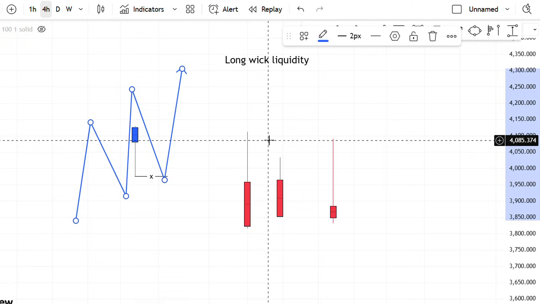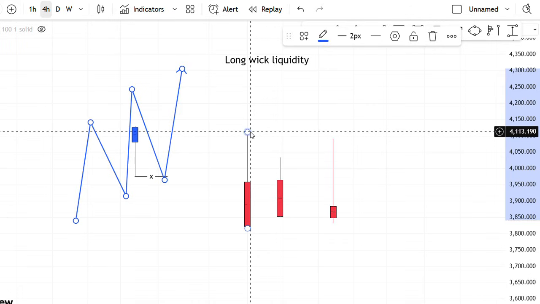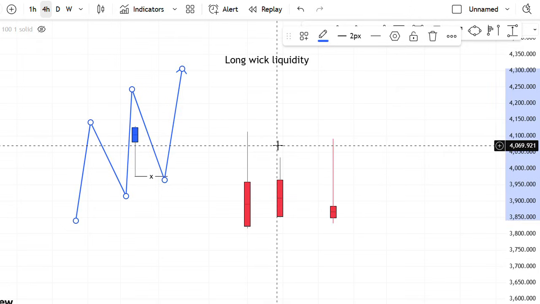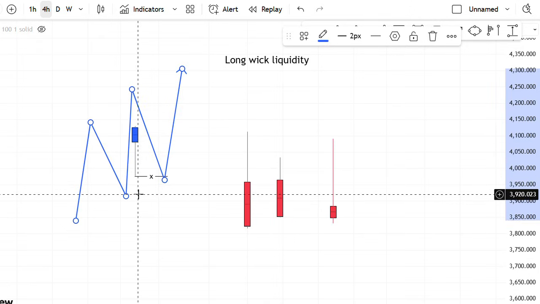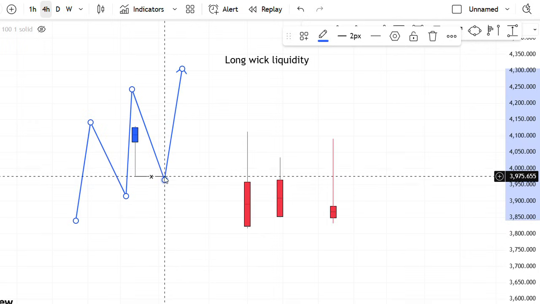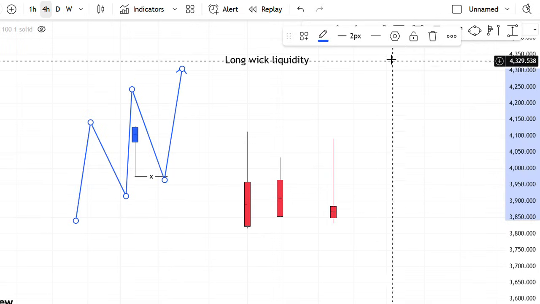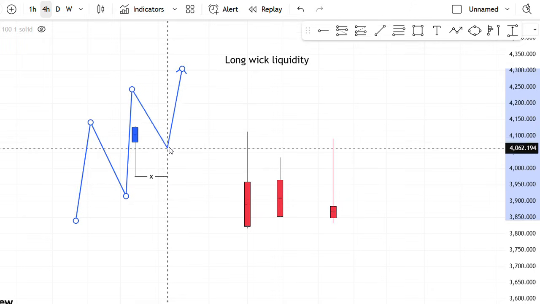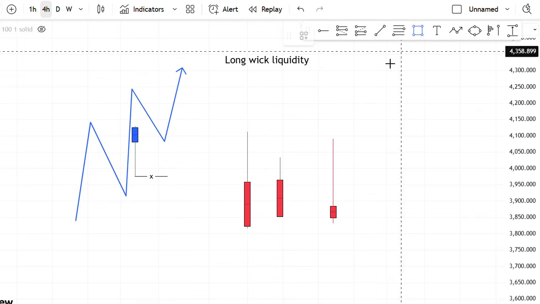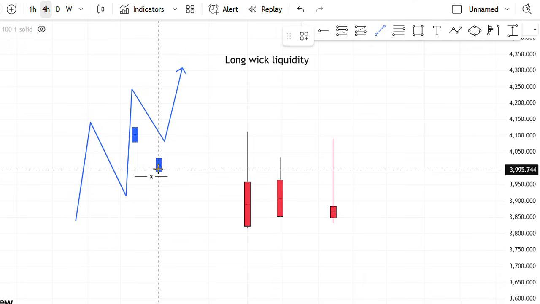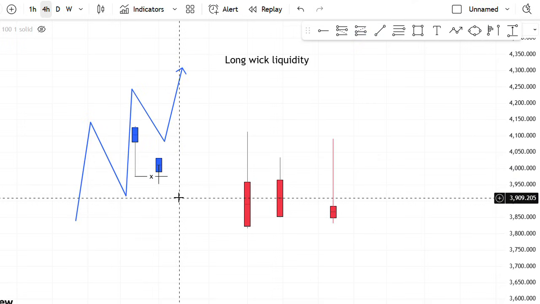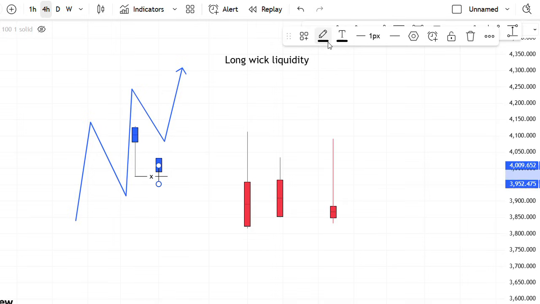Always know the market should come, sweep it, and close above that low or that high, regardless of the situation, whether it's a bullish long wick liquidity or a bearish long wick liquidity. So you have to know the market should sweep and close above it. Let me give you an example of what I mean. Let's say the market did something like this. Market should sweep and close above it.